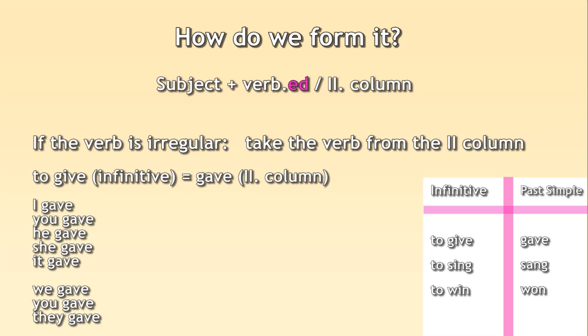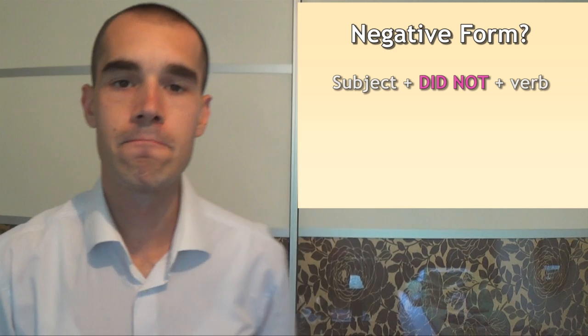Let's see how to conjugate the verb to give. The second column being gave. I gave, you gave, he gave, we gave, and they gave. You see, no conjugation at all. Very good and very simple. But the hard thing here is that you have irregular verbs.